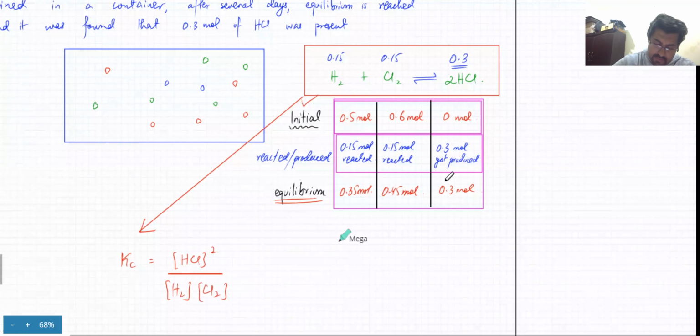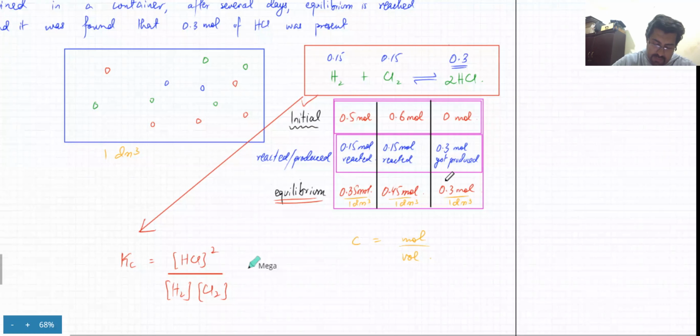How do you find concentration? Concentration can be found by dividing moles by volume. We have the moles. We just need to divide by volume. In this case, let's assume that the container is 1 dm cube, just to make things easier. So I'm going to divide all my moles by 1 dm cube. That's the size of the container. So I'm going to get concentration. Make sure you do this step at the end, that the Kc expression does not deal with moles, it deals with concentration.